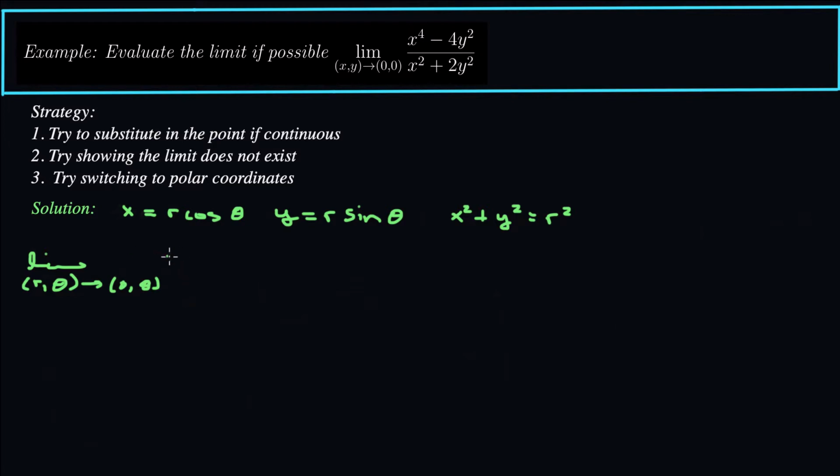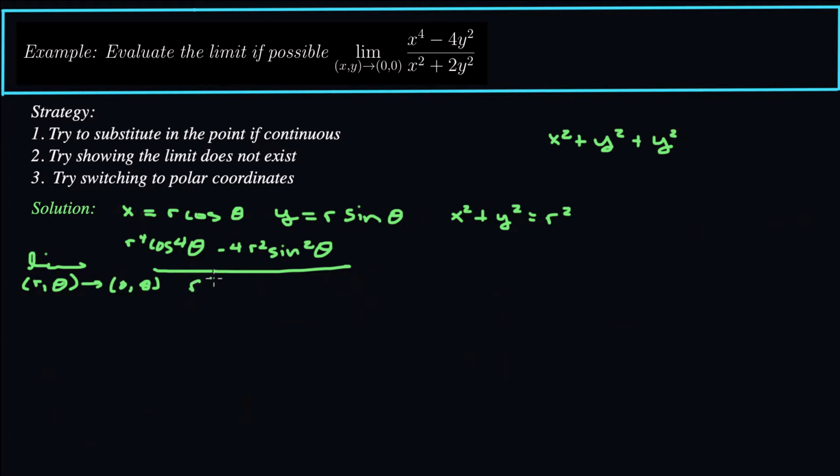So let's substitute in what we got for x and y in terms of r and theta. So x is r cosine theta, so that's going to be r to the 4 cosine to the 4 theta minus 4r squared sine squared theta over, now x squared plus 2y squared. That's really x squared plus y squared plus y squared. So actually we could just write that as r squared plus r squared sine squared theta.